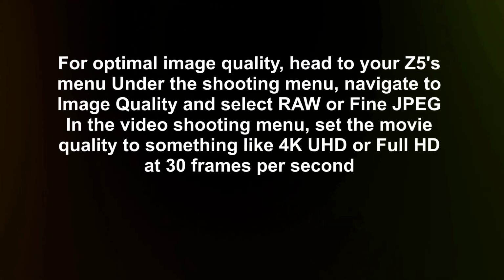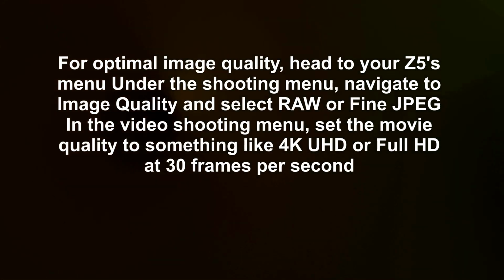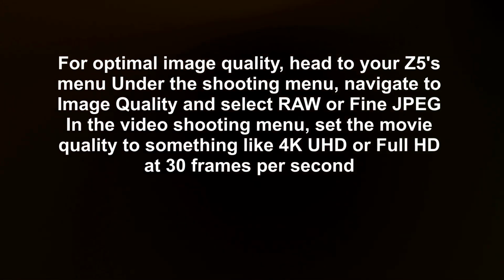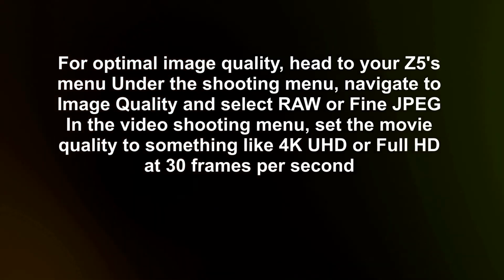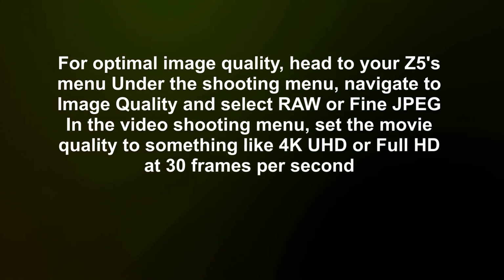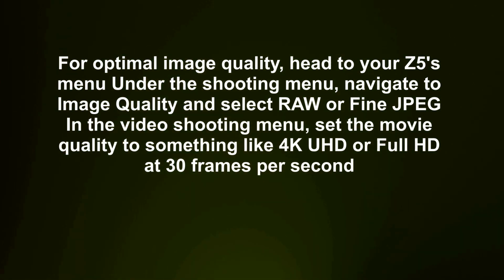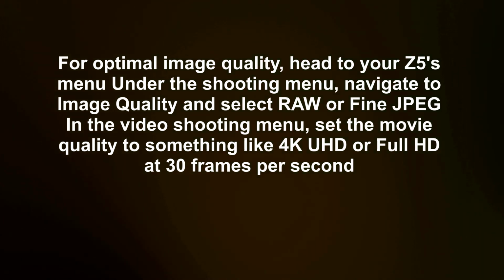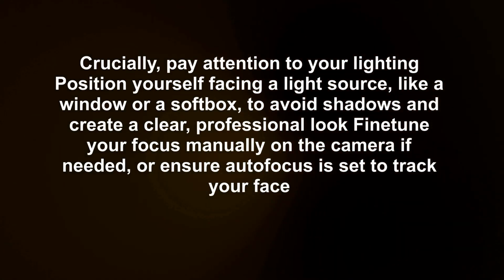For optimal image quality, head to your Z5's menu. Under the shooting menu, navigate to image quality and select RAW or FineJPEG. In the video shooting menu, set the movie quality to something like 4K UHD or Full HD at 30 frames per second. Crucially, pay attention to your lighting.